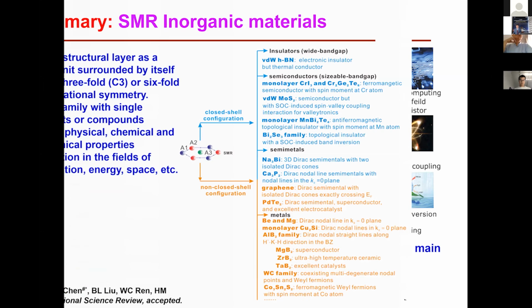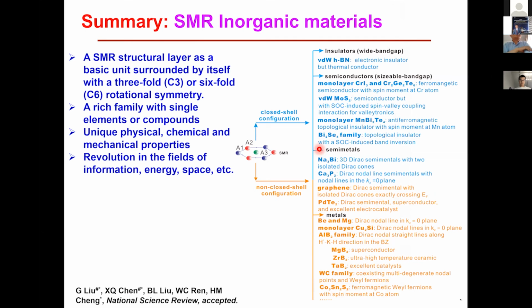Okay, so I raised a new consideration of six-member rings in organic materials. So I will summarize it. A six-member ring structure layer is a basic unit with a 3-fold or 6-fold rotational symmetry.